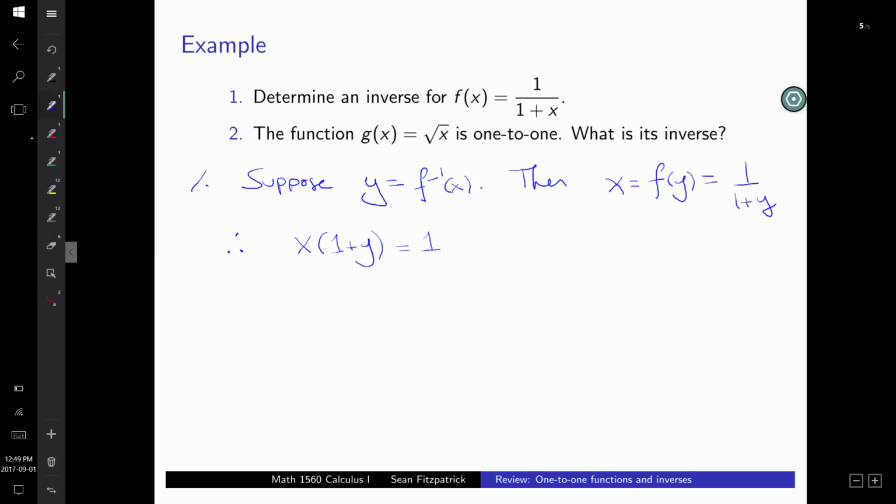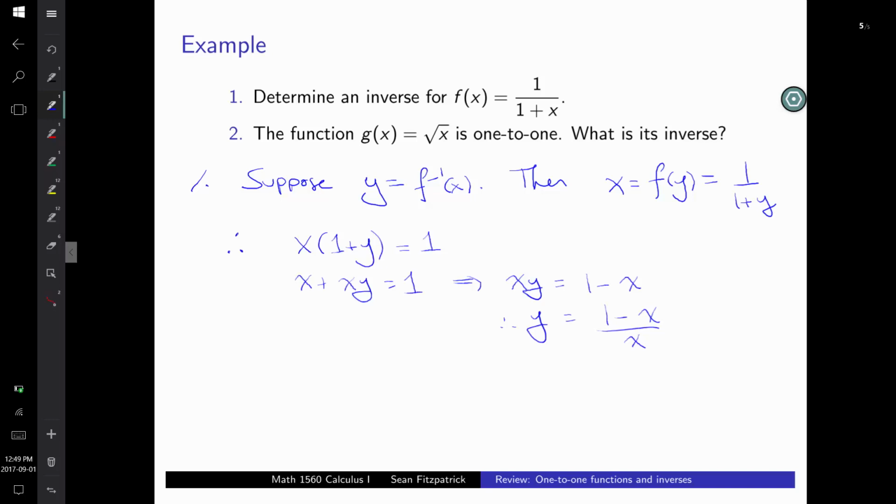We'll just cross multiply. So I'm going to multiply through the brackets here. x plus x y is equal to 1. So x times y is equal to 1 minus x. And that means that y is going to look like 1 minus x over x.